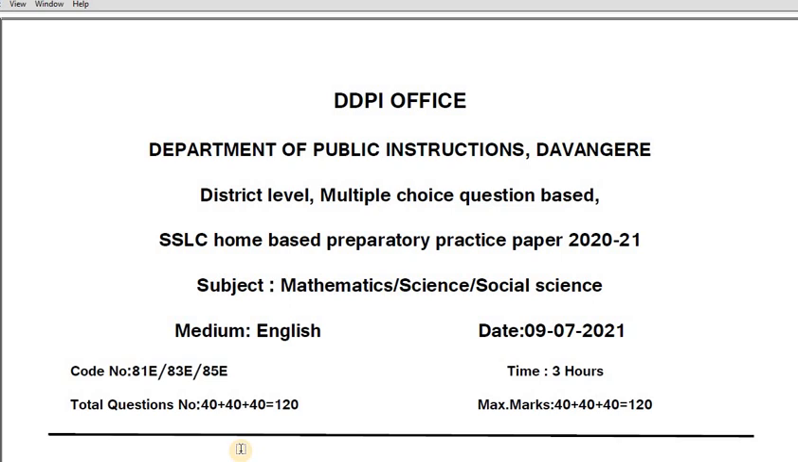Dear students, here I have brought you another preparatory question paper of the district Davanagere. In this class we are going to discuss answers of this question paper.